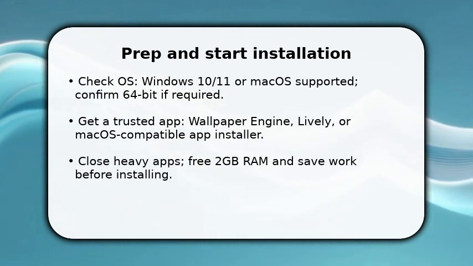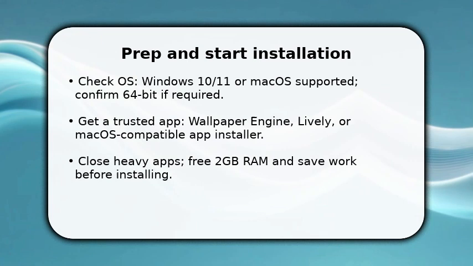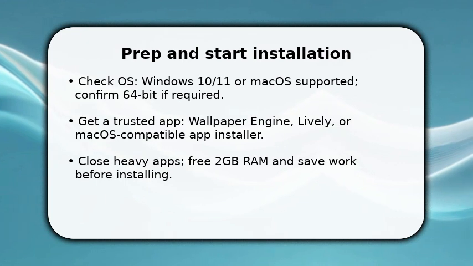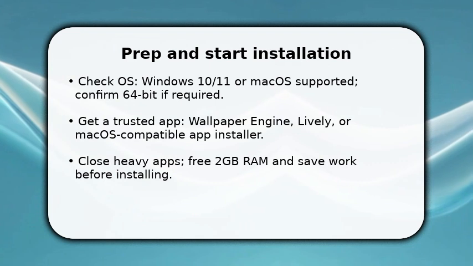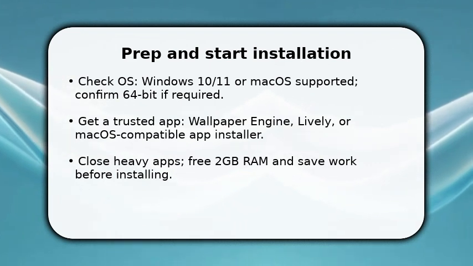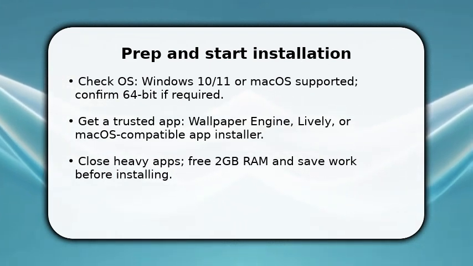You'll download the installer, run it as administrator if prompted, and follow on-screen prompts. Choose default components unless you need advanced modules. Make sure to note install location and allow permissions for animations and audio if the wallpaper has sound.